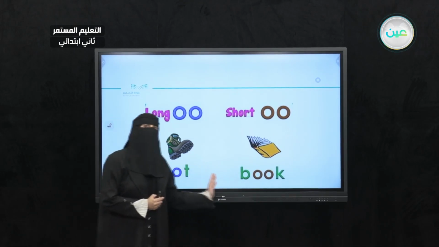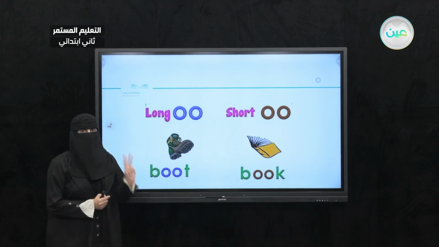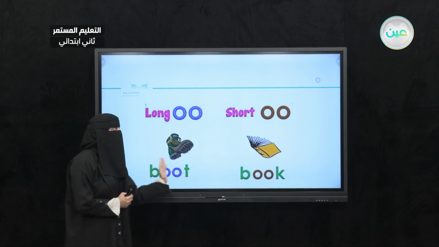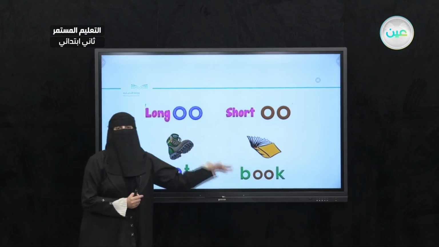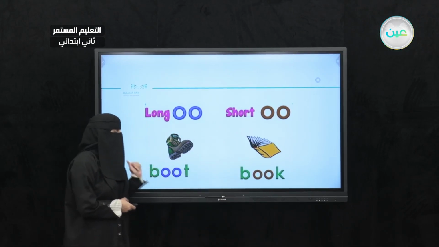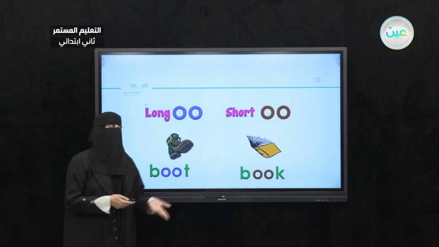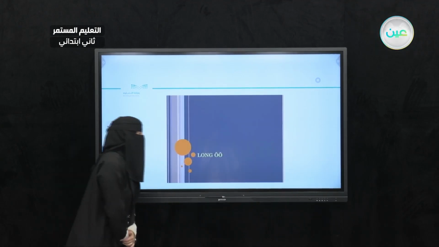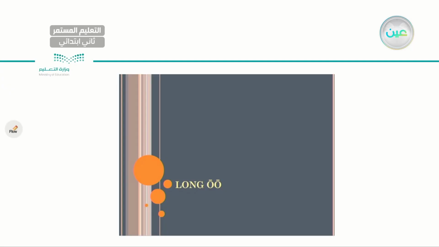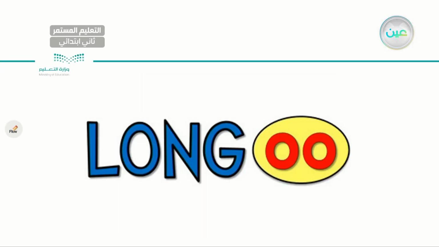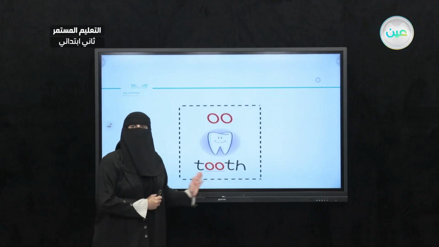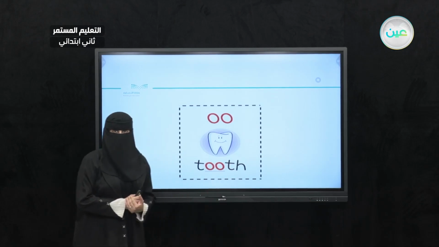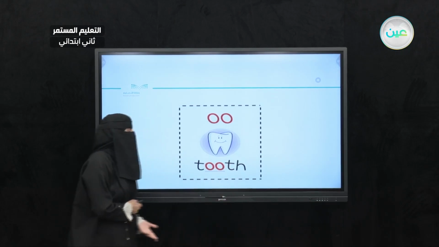Boot. Book. So here I have two different sounds, long O and short O. Boot. Book. Now let's have more examples with the long O. With the long O here, as in boot, we might have tooth. Double O, tooth. So they are long O.